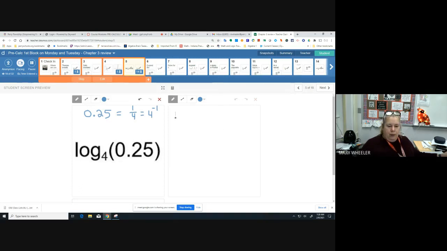So if I took log base 4 of 4 to the negative 1 equals x. Now that log base 4 and the 4 kind of cancel each other out. You can kind of think of it that way. Or I can go ahead and write in an exponential. 4 to the x equals 4 to the negative 1. X is going to be negative 1.